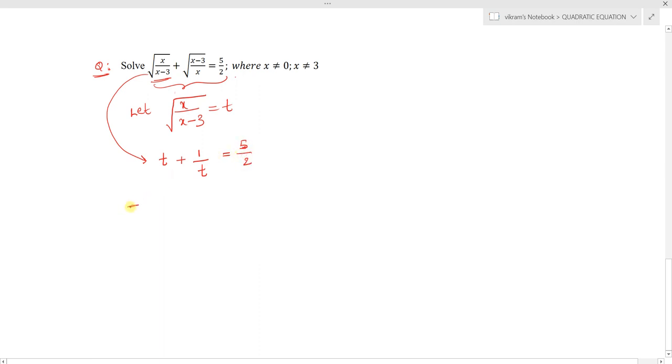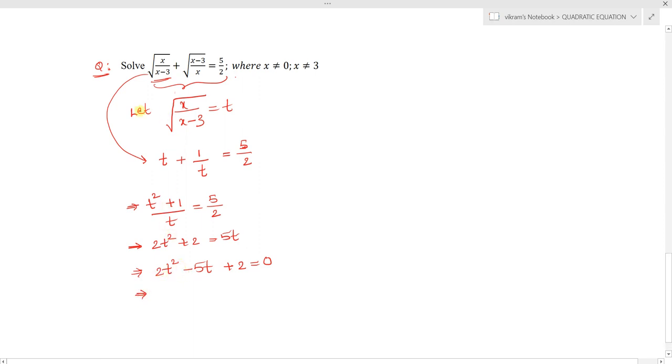Now try to solve this. If we take the LCM, what will we obtain? (t² + 1)/t = 5/2, which can be written as 2t² + 2 = 5t, and this can be written as 2t² − 5t + 2 = 0. This is the quadratic equation in terms of t.